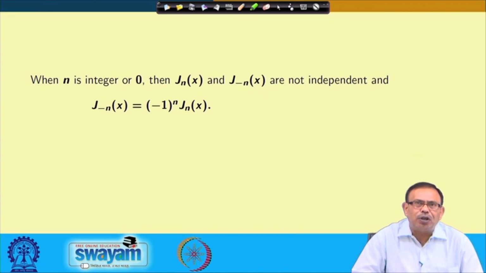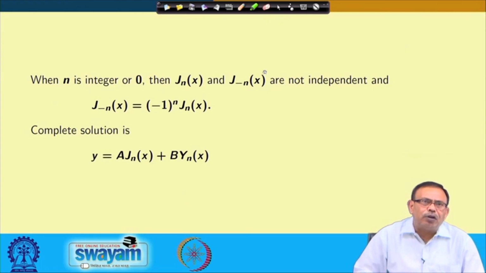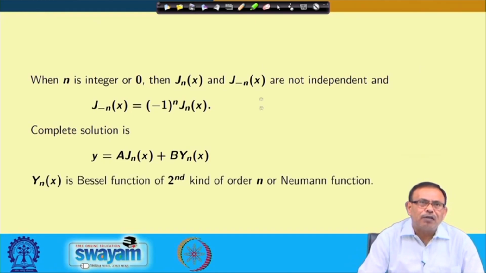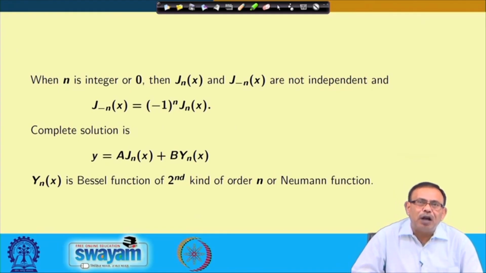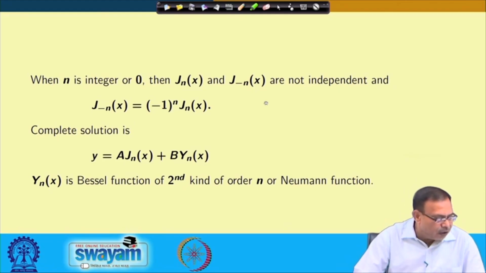Directly I am telling the solution of the differential equation, which we call the Bessel differential equation. The complete solution we write as a J_n(x) plus b Y_n(x), where Y_n(x) we call the Bessel function of second kind of order n, or sometimes the Neumann function. So, the complete solution we write in the form y equals a J_n(x) plus b Y_n(x), and Y_n(x) is known as the Bessel function of second kind of order n.